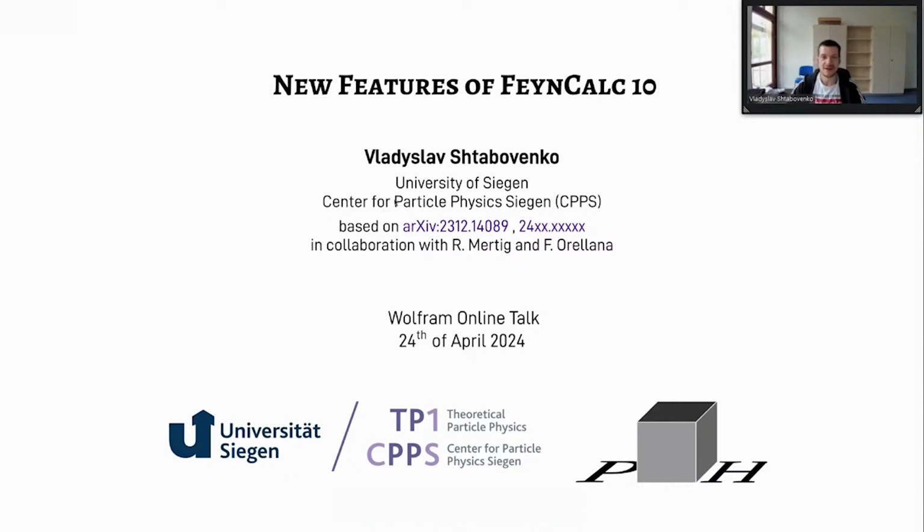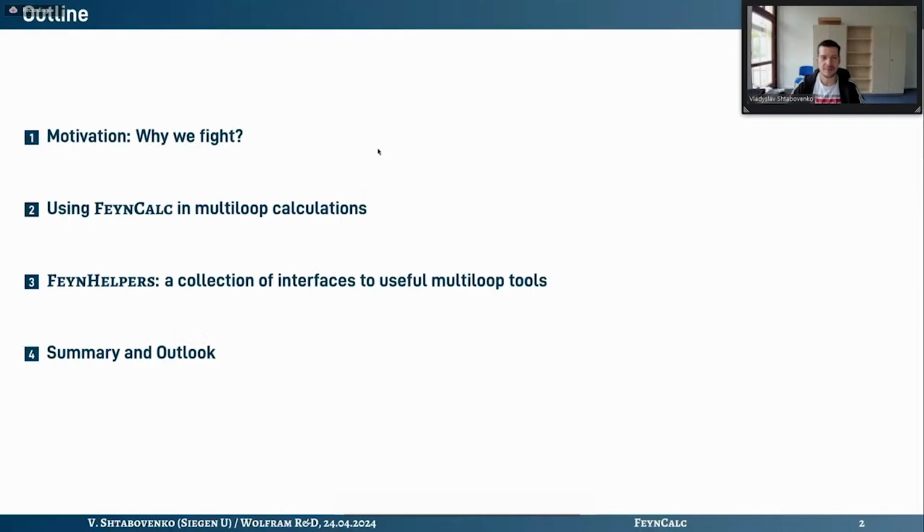Let me shortly go to the outline of my talk. First, I will try to motivate a bit what it is all about and what the purpose of these new features is. Then I'll talk a bit about multi-loop calculations using FeynCalc. I'll talk about an extension of FeynCalc for connecting it to other tools that are useful in this context, and then I'll provide a summary and an outlook.